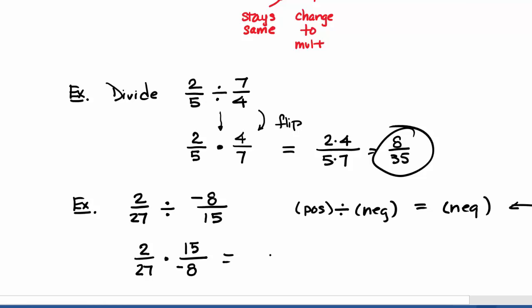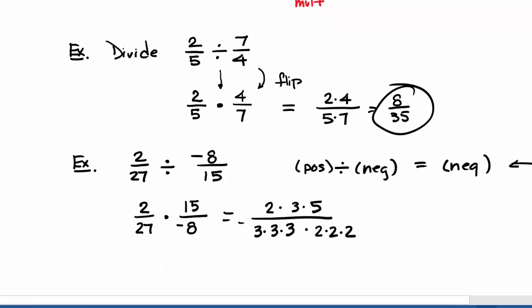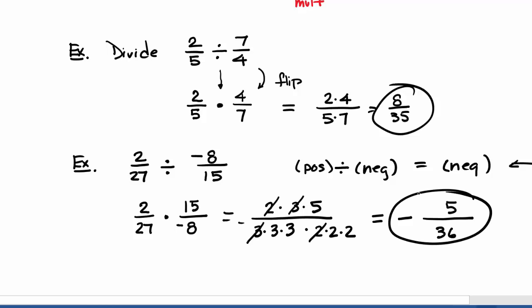And again, I can look for common factors. So I have 2 times 3 times 5 is 15. Right, 27 is 3 times 9, or 3 times 3 times 3. And then 8 is 2 times 2 times 2. Right. So I can figure out what I can cancel. I have my 3's, one of them can cancel. One of the 2's can cancel. So I have negative. Remember, my answer is going to be negative. I still have a 5 in the numerator. And if I multiply this out here, I have 9 times 4, which is 36. So my answer is -5/36.